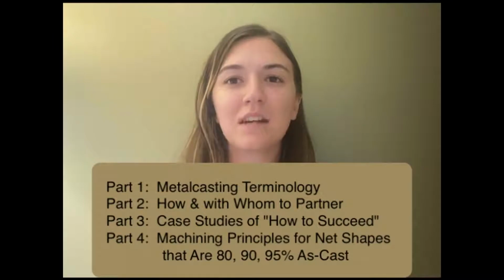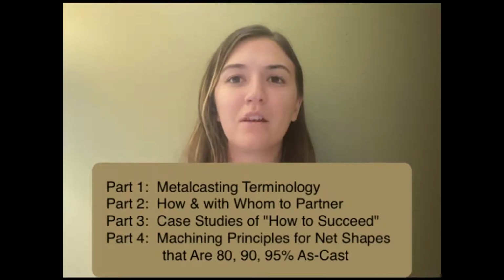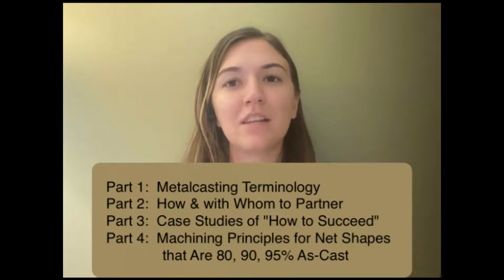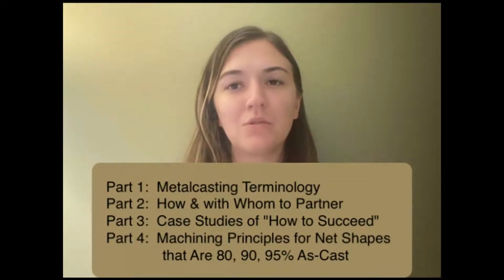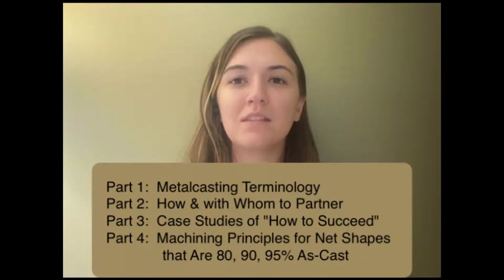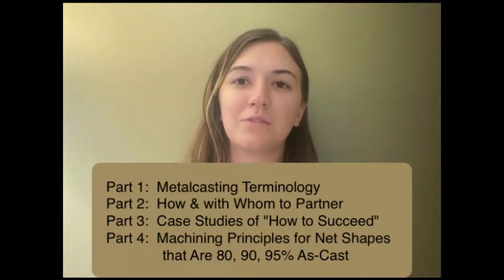Part 2 will discuss how and with whom to partner. With as many as 5 separate businesses collaborating to make a finished legacy casting who may not even know each other, how does the awardee choose? Part 3 will consist of case studies of how to succeed. Pathways of the complexities outlined in Part 2 will be illustrated.